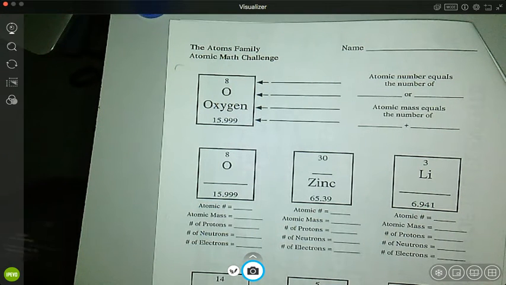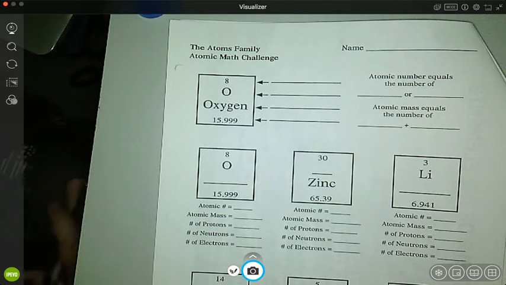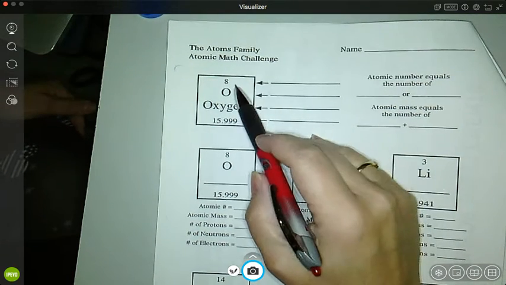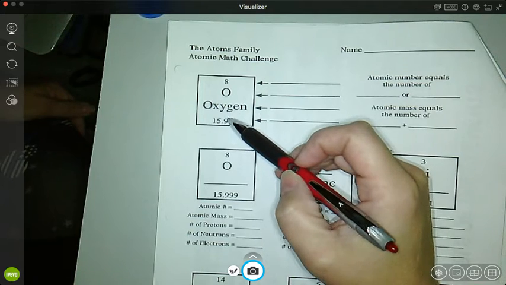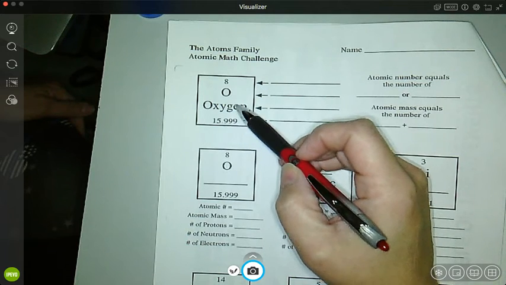Okay, so we are on page 3 of the Chemistry in Bio pack. We're going to talk about how we find our number of protons, neutrons, and electrons today, and you're going to do some practice with that. So let's start up here. We're going to start by looking at this. This is like what you would see on the periodic table.